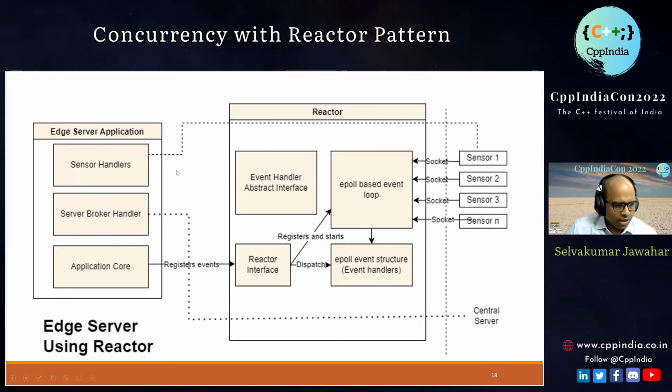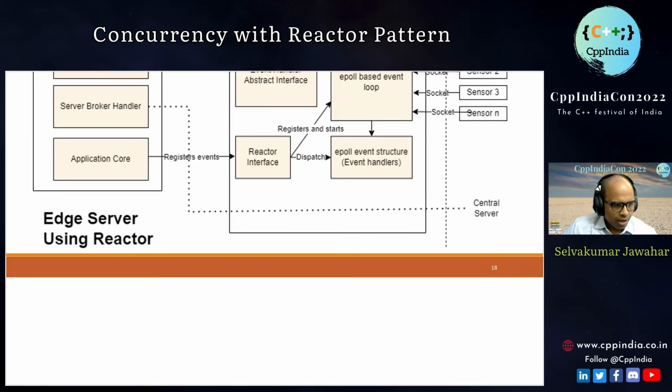These dotted lines show that the actual data is read by the event handlers, and the data sent to the central server is done by this broker handler here. That's what this dotted line shows. But the actual management of the socket, or listening on the socket, is done by ePOL. So the load on the application is moved to the reactor, and the application becomes quite simple and straightforward.